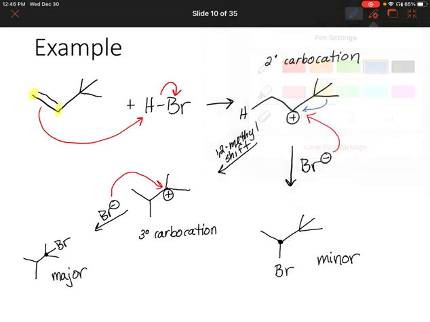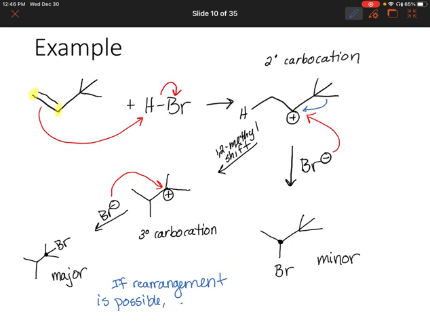So let's just make a note. If rearrangement is possible, scientists will avoid that reaction. So just something to consider if you're ever performing an addition reaction.